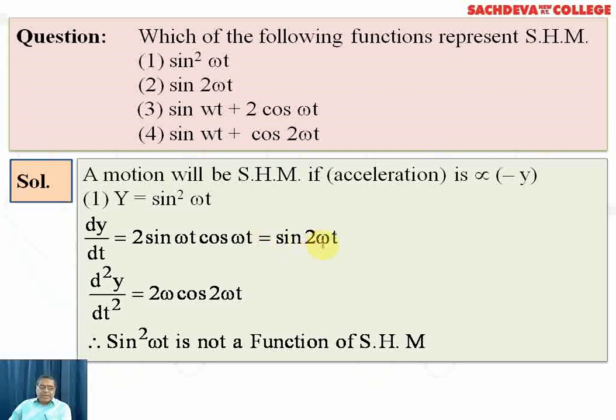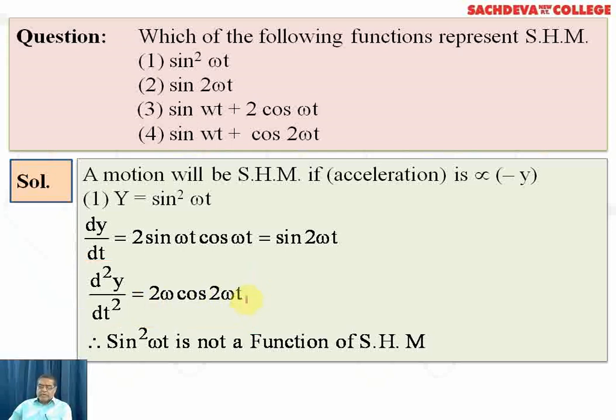So we have taken the acceleration. That is, the double derivative of displacement is called acceleration. So we have taken one derivative, that is the velocity. Now we are taking the derivative of velocity, that is, the derivative of sine 2 omega t. The derivative of sine 2 omega t is cos 2 omega t into the derivative of 2 omega t, and the whole thing will become 2 omega cos 2 omega t.